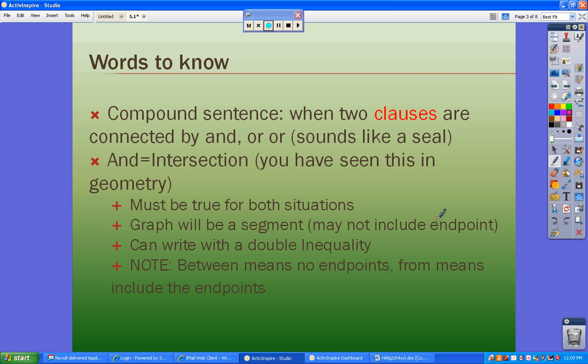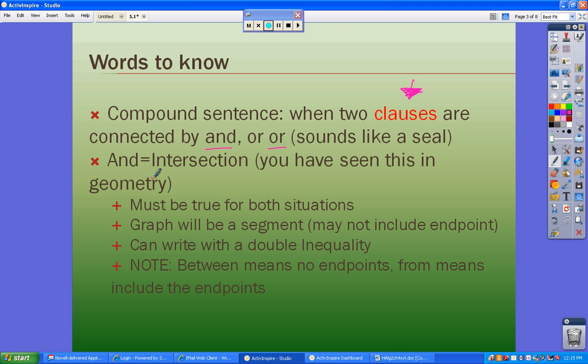Words to know: compound sentence, when two clauses are connected by and or or. Get it? It's in red because Santa wears a red suit. Those are the two words that are in compound sentences: and, or.